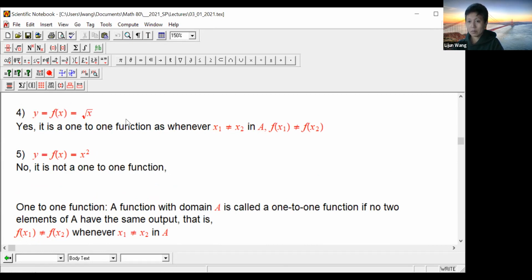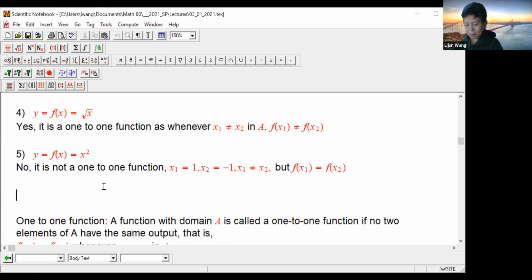For example, for x1 equals 1, x2 equals -1, surely x1 is not equal to x2. But we square them, right? f of x1 is equal to f of x2, because when you square 1, you get 1. When you square negative 1, you also get 1. You follow me? So this is not one-to-one.